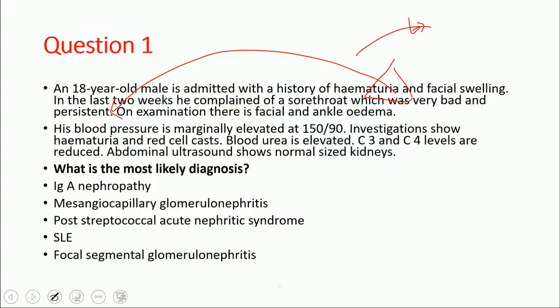Right. And also don't get too worried about the C3 C4 story. Both are low in IgA nephropathy. So the answer is IgA nephropathy. Synpharyngitic sore throat hematuria is most likely IgA nephropathy. If they get delayed nephritic syndrome, that is post-streptococcal. Remember that.